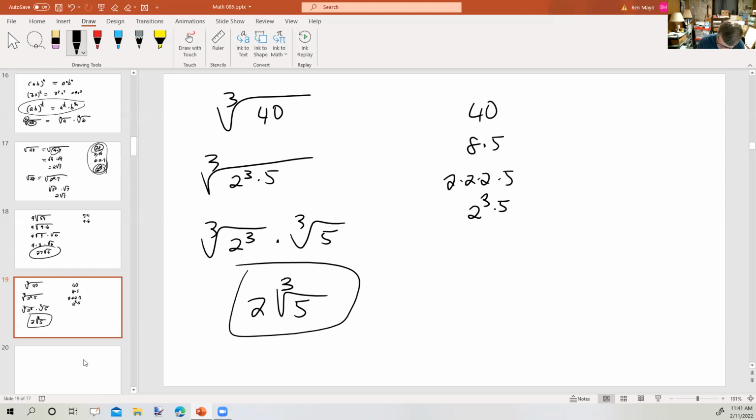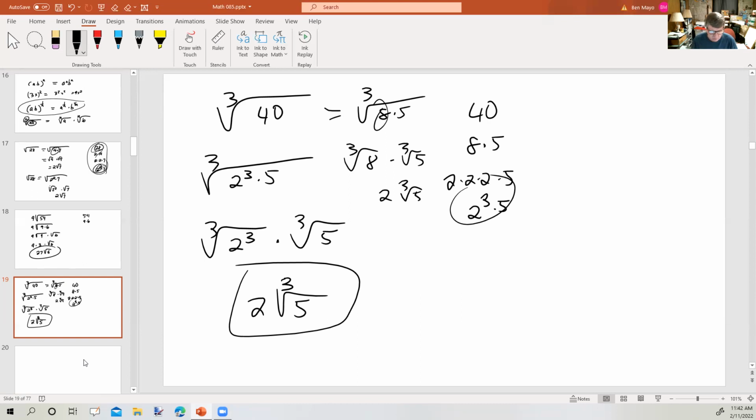Now, again, I went the long way. If you could, in your head, see that, oh, 8 is a perfect cube, and then you could go the cube root of 8 times the cube root of 5, and then what, 2 cube roots of 5. So whether you break it down or can see it, it's up to you. Okay, if you can see perfect cube factors within a number, then great, take advantage of that.